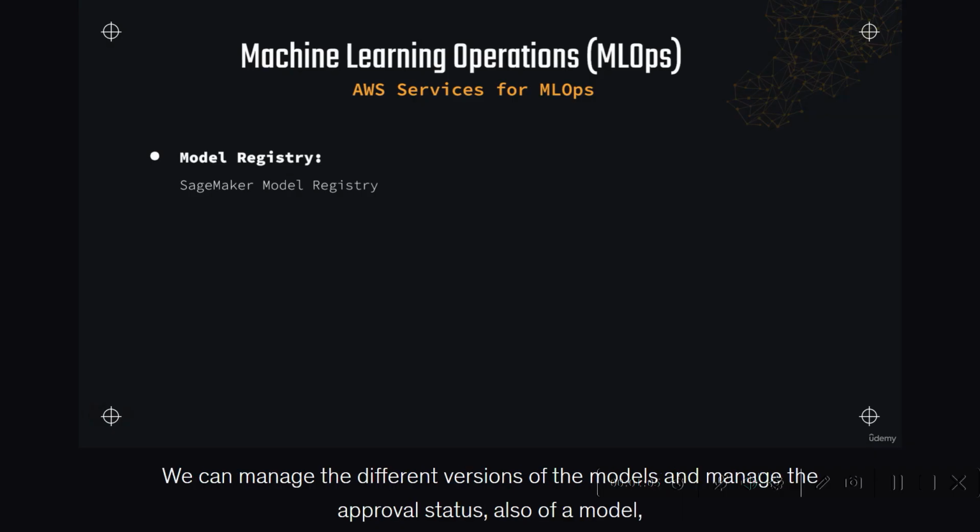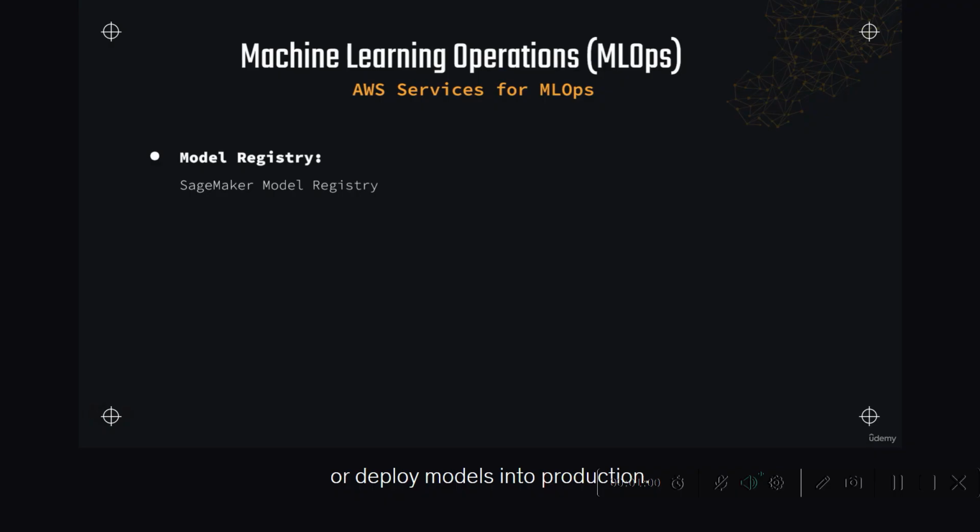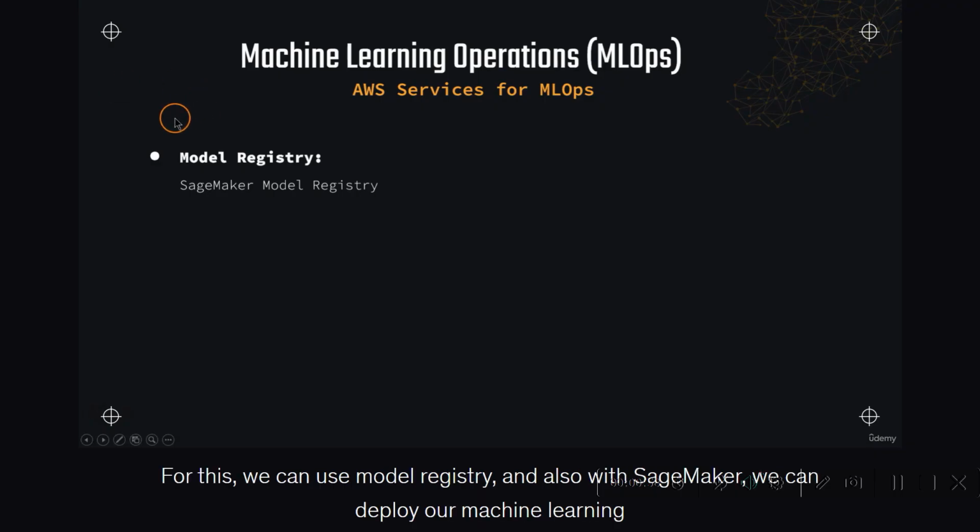Additionally, we also have the SageMaker Model Registry, where we can catalog our models, we can manage the different versions of the models and manage the approval status also of a model, or deploy models into production. For this, we can use Model Registry.